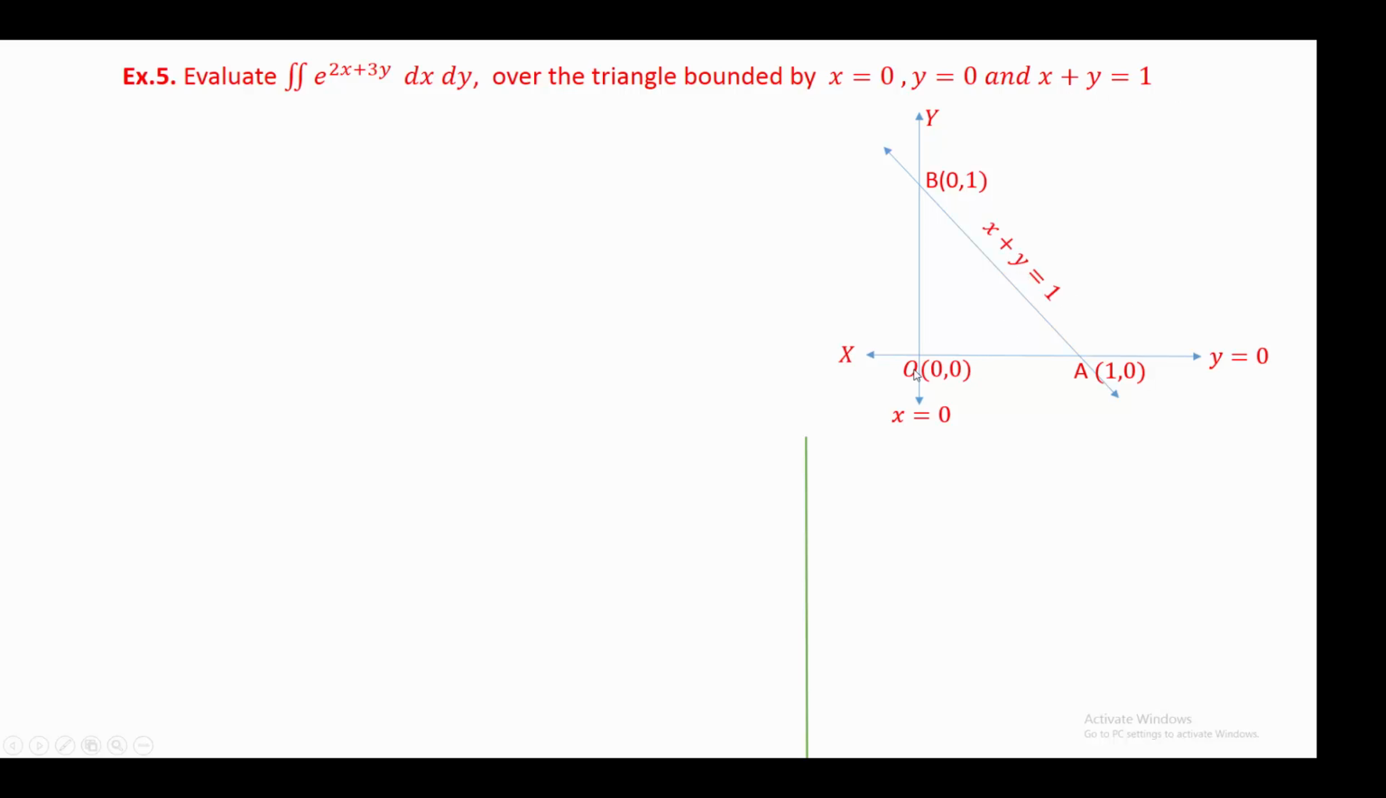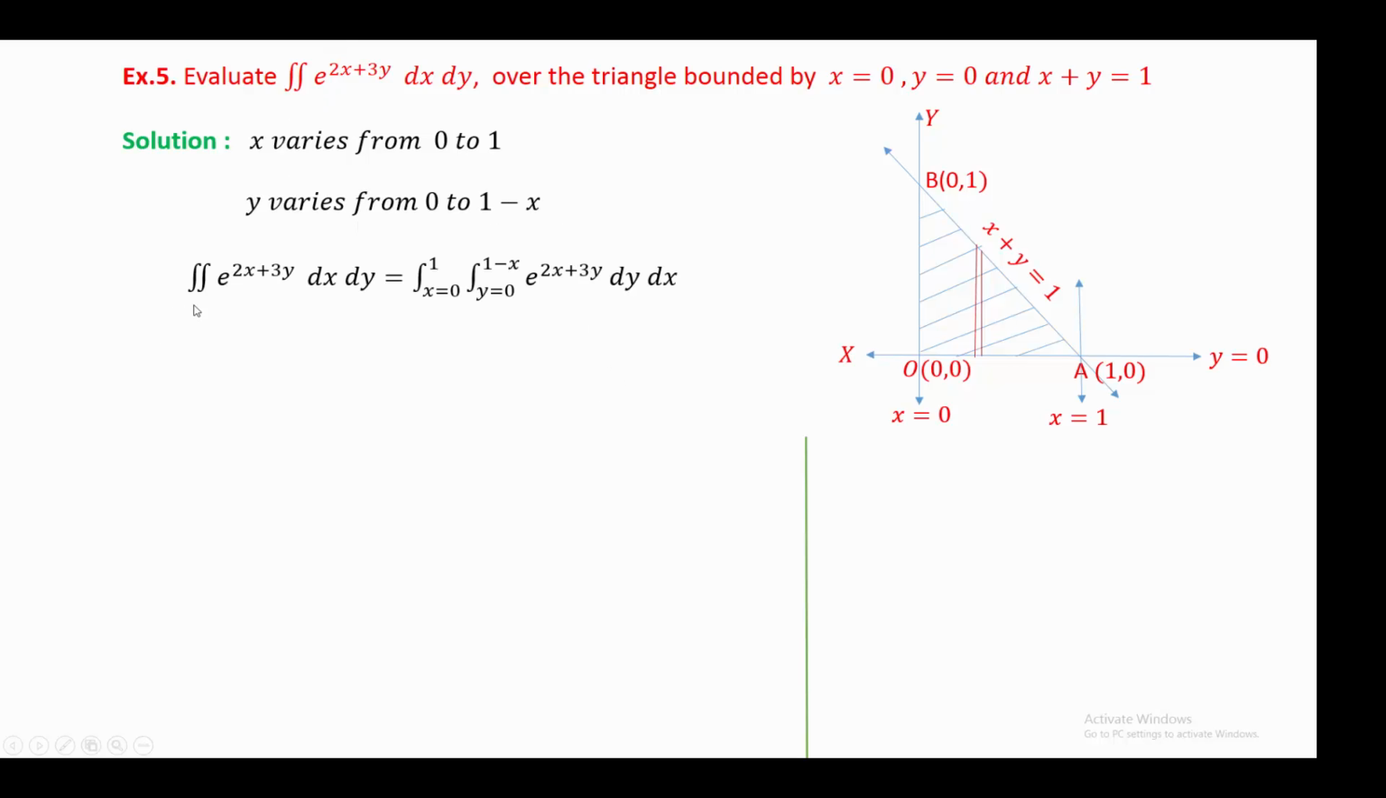Now the region is in between x is 0, y is 0 and x plus y equal to 1, which means this is a triangle. This is the required region, the triangle. Now in this region x varies from 0 to this line x equal to 1, because this line is parallel to the y-axis and this line passes through point 1, 0. So the equation of this line is x equal to 1. Therefore x varies from 0 to 1, and y varies from this line to this line. Y varies from 0 to 1 minus x.